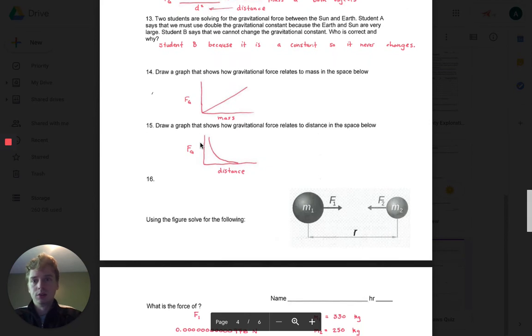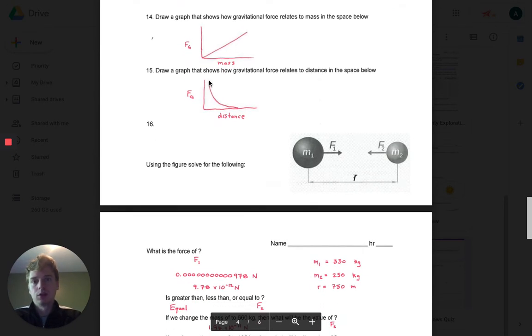Number 13. 2 students are solving for the gravitational force between the sun and the Earth. Student A says that we must use double the gravitational constant because the Earth and the sun are very large. Student B says that we cannot change the gravitational constant. Who is correct? Why? The reason that we call it a constant is because it stays constant. It does not change. So it doesn't matter where you are, it doesn't matter what objects you're looking at, you are going to keep the gravitational constant the same. So I would agree with student B.